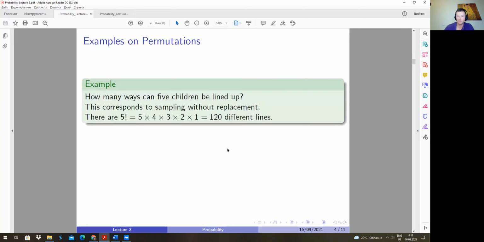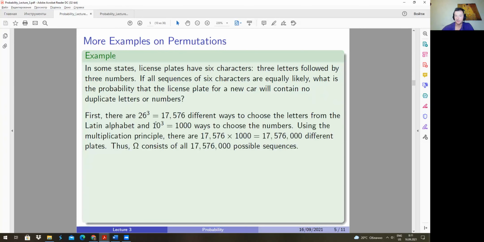type of permutations. Then we have 3 digits, from 10 digits, and the total number of their arrangements is 10 to the power of 3, which is 1000. And we apply the multiplication principle. 26 times 26 times 26 times 10 times 10 times 10 gives us 17 million possible license plates. So our omega, the sample space, consists of all of these possible sequences.